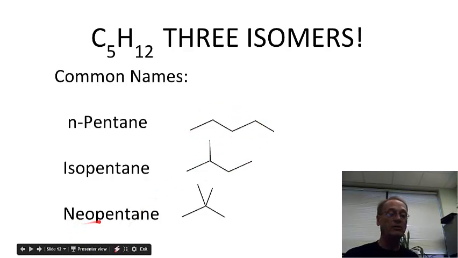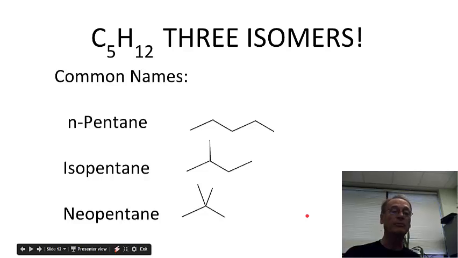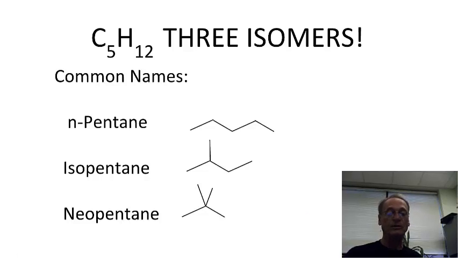What does the neo stand for? The neo stands for new. So this was the newest isomer discovered. There's really nothing any newer about neopentane than any other pentane, but since it was the most recently discovered, they called it neopentane. I think you can begin to realize that we're going to begin to run into trouble when we get bigger and bigger and bigger molecules. They're going to have more and more isomers. It's going to be difficult to keep coming up with new prefixes.